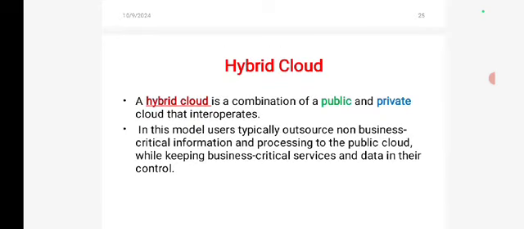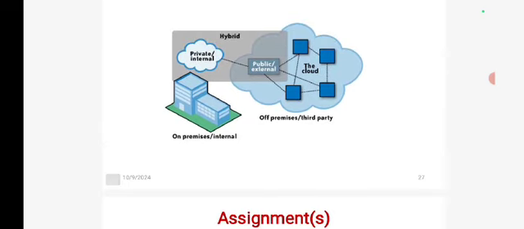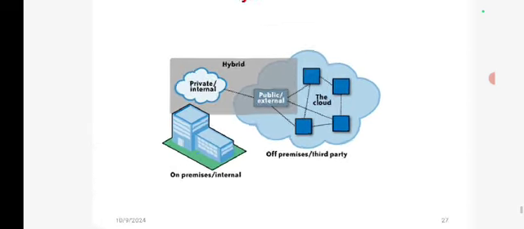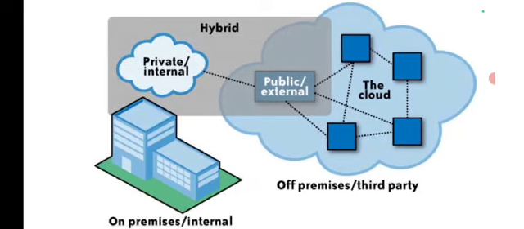The hybrid cloud is a combination of public and private clouds that interoperates. This is the structure of the hybrid cloud: the private internal cloud and the public cloud.